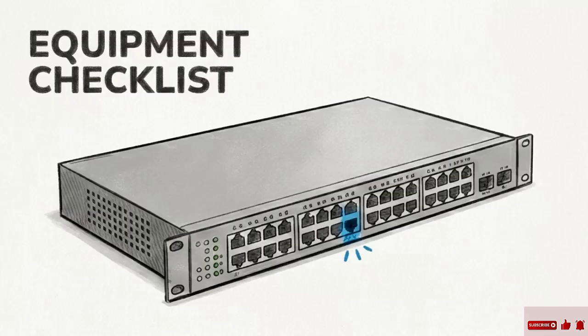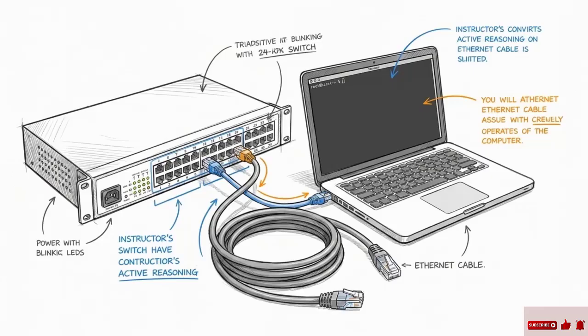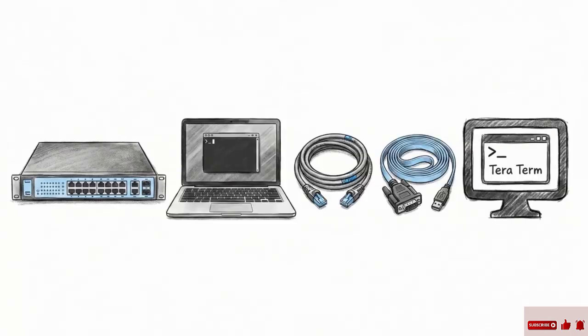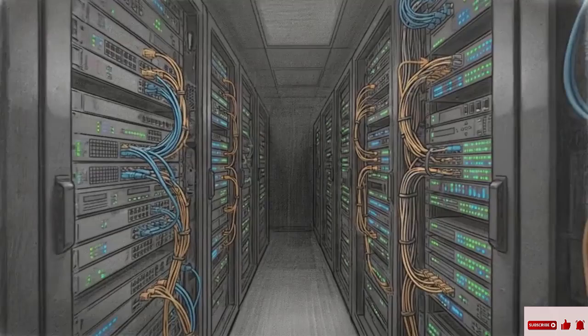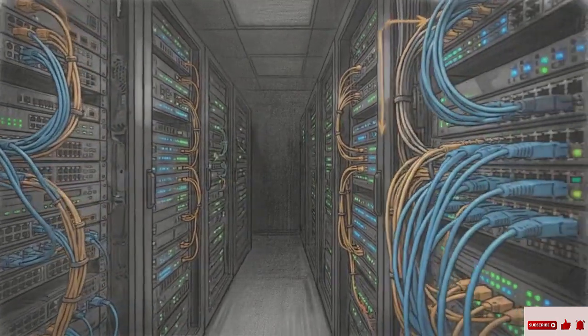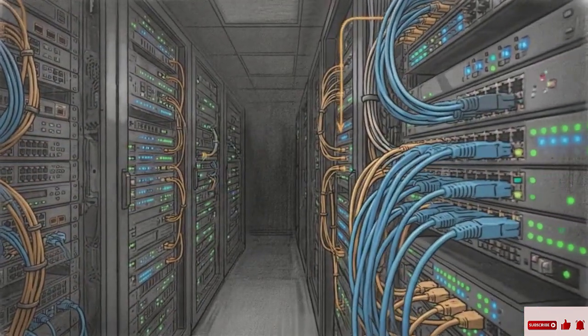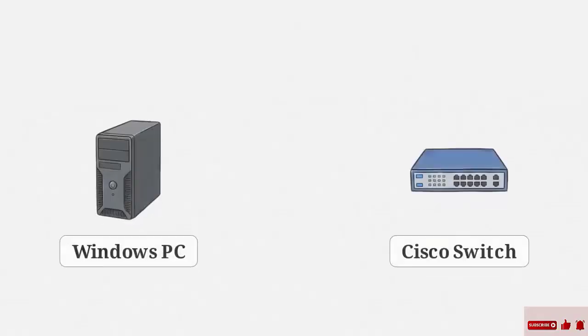Take a look at this list to make sure you have everything required to follow along. You will need a wiped Cisco 2960 switch, a Windows PC, a standard Ethernet cable, a console cable to manage the switch, and a terminal emulator program like Tera Term. Understanding how to find and read these addresses is the first step towards identifying hardware and building a more manageable network environment. Let's start with the physical setup.